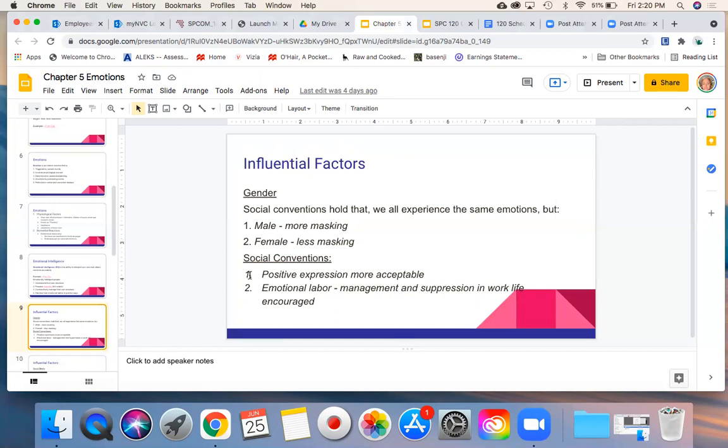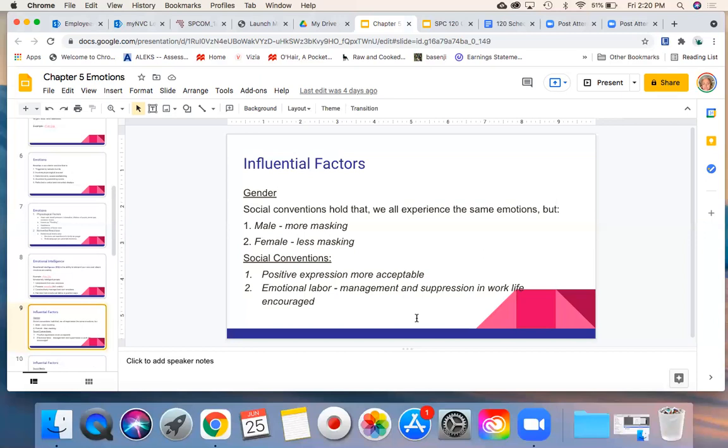Okay, so social conventions. Number 1, positive expressions are more acceptable. That's true, right? And then number 2, emotional labor. It's this idea of management and suppression of your emotions in your work life, and it's encouraged that you don't express your emotions at work.